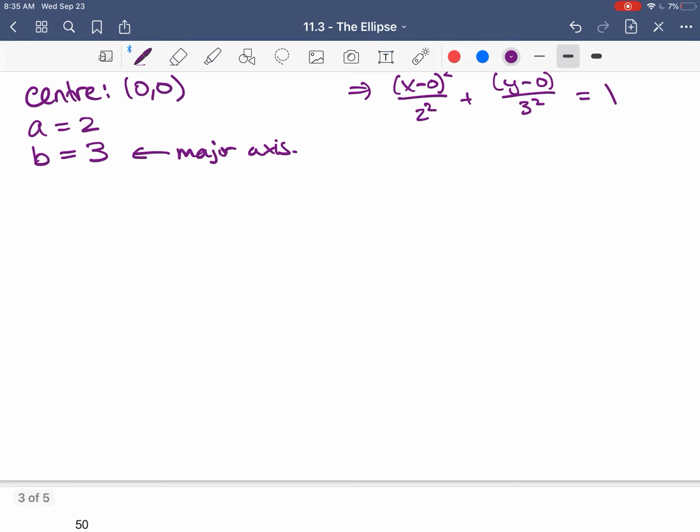If it wants us to graph this, we can mark the middle. The center is at (0, 0), and then in the x direction, it goes over 2 in each direction. So that's going to give us a point here and a point here. In the y direction, it goes up 3 and down 3. So we get a point like that and a point like that.